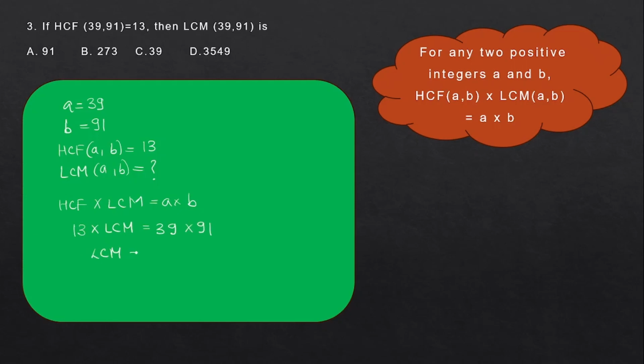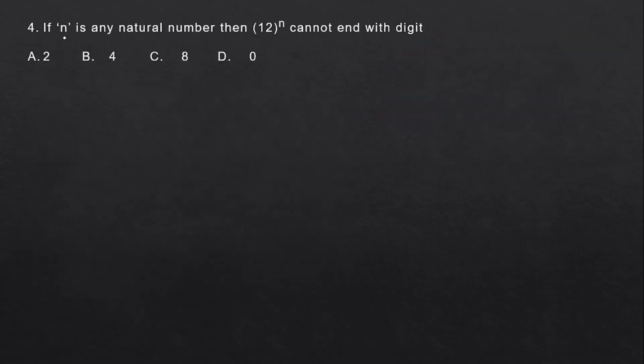We will move 13 to the other side since it was getting multiplied with LCM. On the other side, we are going to write it in the denominator. 13 threes are 39, 3 ones are 3, 7 nines are 63. So the correct answer is option B, 273. Whenever such a question is given, please always try to remember this particular relation. Let's get going. Question number 4.